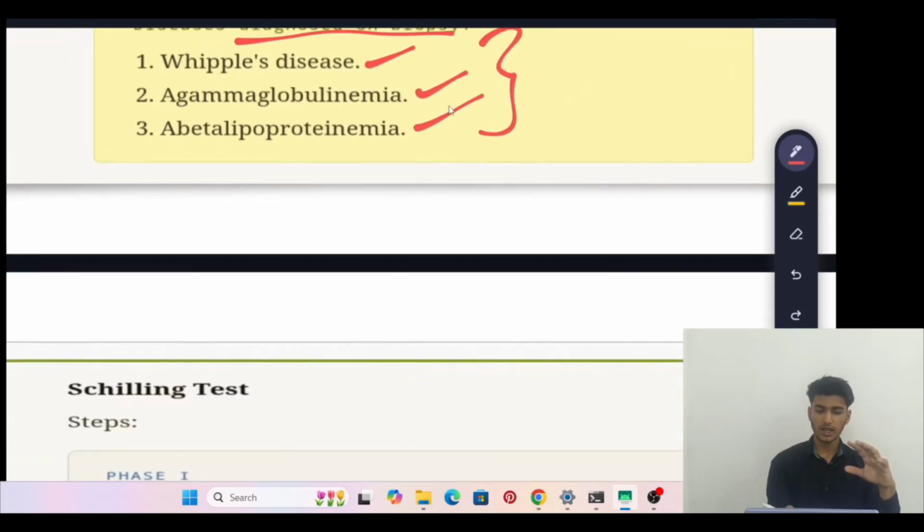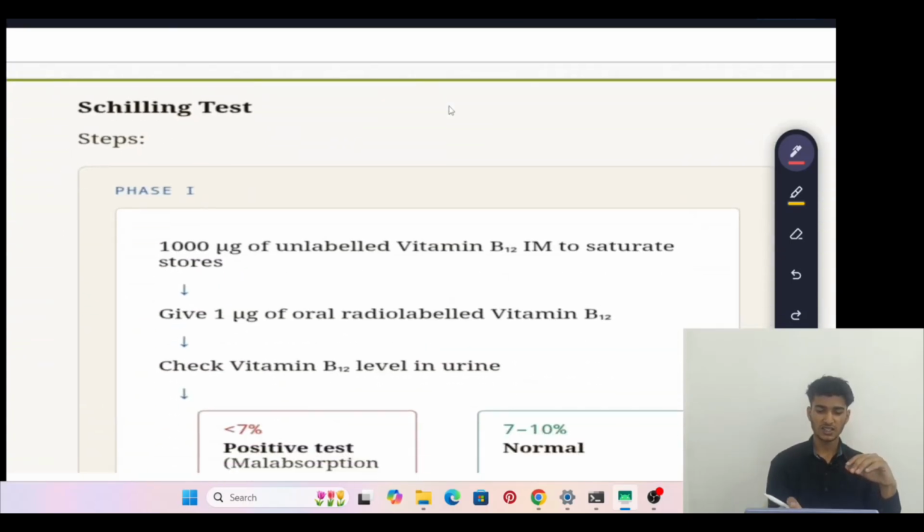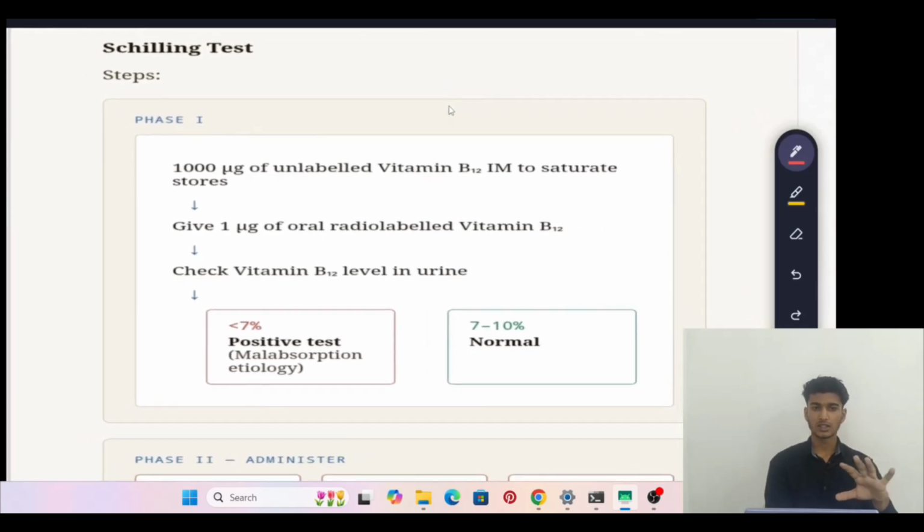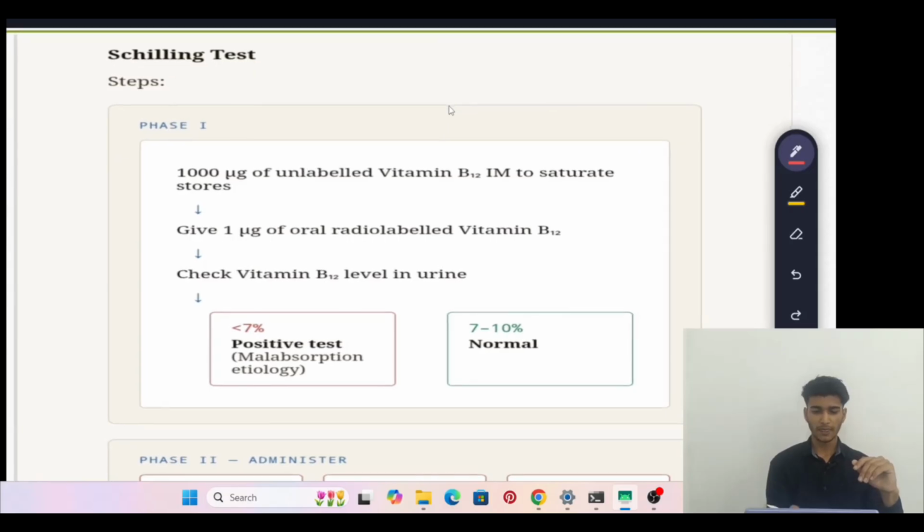The last test remaining here is Schilling's test. What is Schilling's test? Schilling's test is also generally not used these days, but it is still important. You should know this test. It uses 1000 microgram of unlabeled vitamin B12. This test is generally used to identify the reason for malabsorption of vitamin B12, that is, why the vitamin B12 is not getting absorbed.